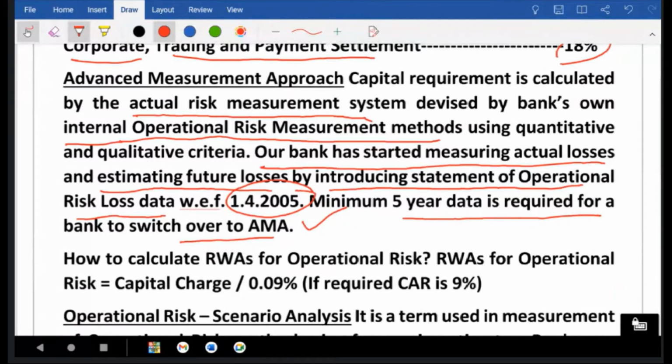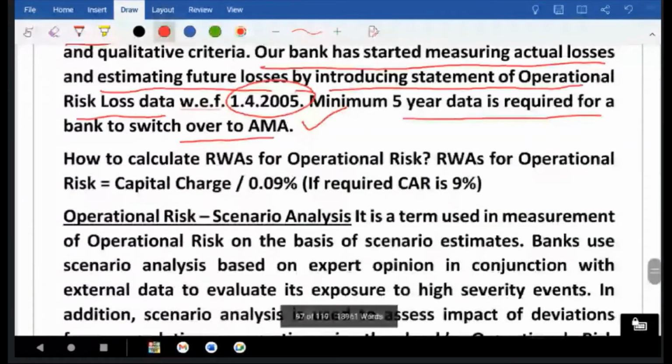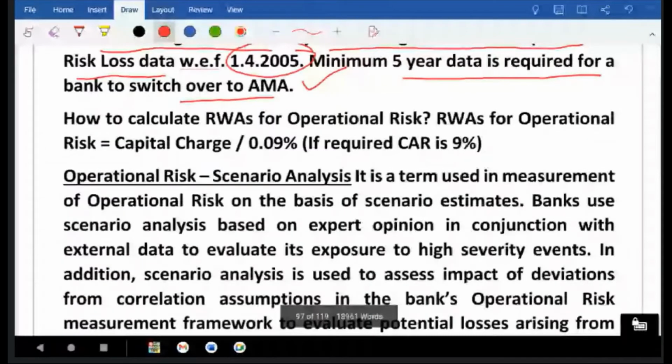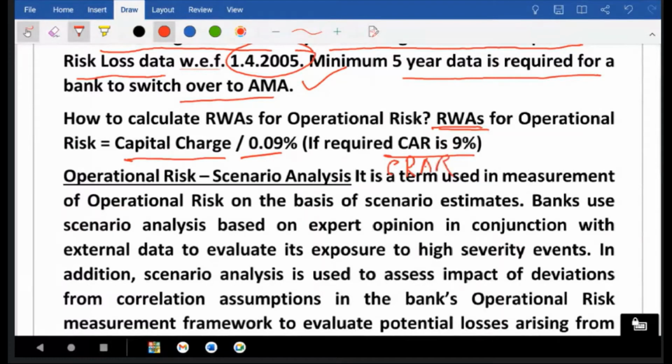So how to calculate the RWA for operational risk? RWA means risk weighted asset. This formula is very important. We have used this once in the numericals. RWA is equal to capital charge divided by CAR, or you can say CRAR also. Both are the same. So RWA equals capital charge divided by 0.09. This formula is very important; we found it in the previous numerical. In this way, we can calculate the RWA in operational risk.